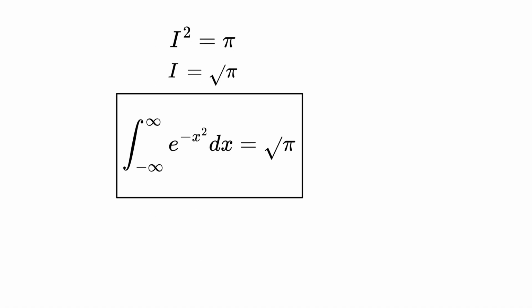So if I squared is pi, then I must be equal to square root of pi. And I is our original integral. Hence, as you can see, we just solved the Gaussian integral in a clever way without polar coordinates or Feynman's trick.